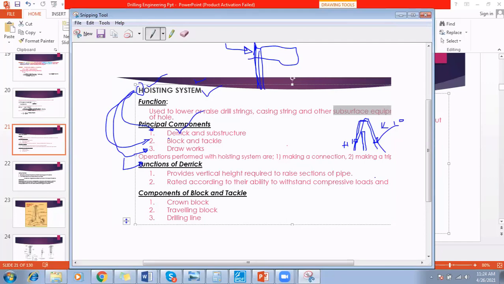And the other thing is that the derrick provides the ability to withstand compressive loads. From where are these compressive loads coming? You can see that at the top of the derrick floor, there is the derrick. Again, I have drawn the derrick, and at the top of the derrick, there is a pulley-like arrangement. Is there any student who may tell me the name of this component?